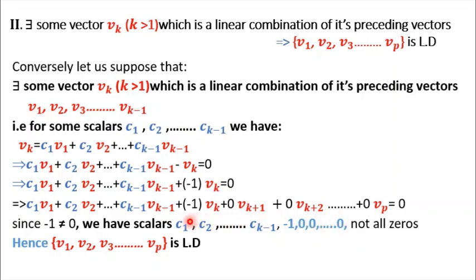Now among these scalars, we don't know what c1, c2 and so on, ck minus 1 are. They can be zeros or non-zeros. These can all be zeros, but compulsorily I have one non-zero scalar, minus 1. That means all these scalars are not all zeros, right? Because all these can be zeros, but minus 1 is not 0. So these are not all zeros. Then if you have it like that, what do you mean by that? This set of vectors v1 to vp must be linearly dependent. Hence this theorem is proved.